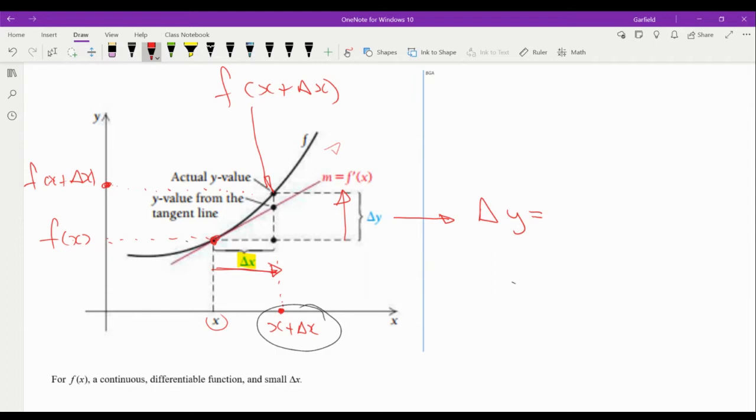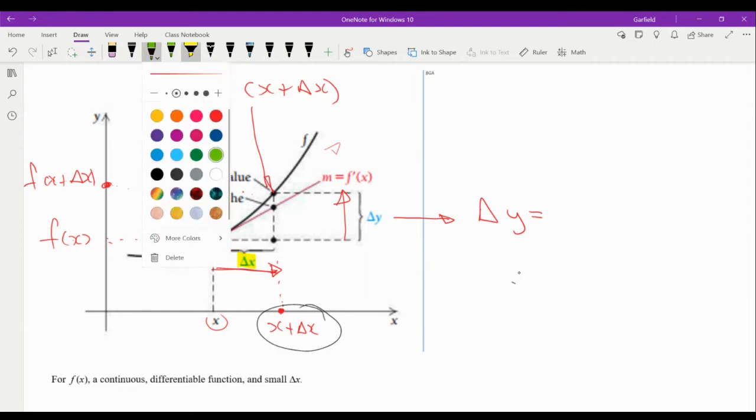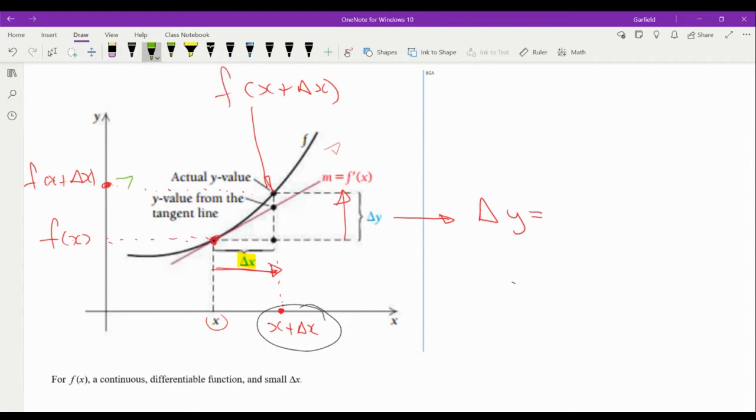Let me help you again. Let's say this is 7 and this is 3. What would delta y be equal to? 4. And I agree with you, Martha, right? Delta y is the difference between those two.